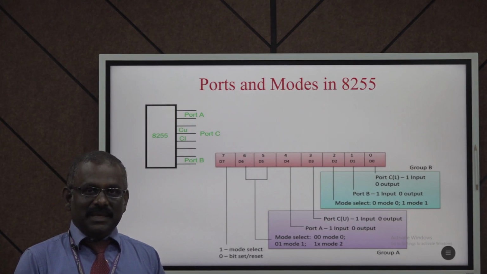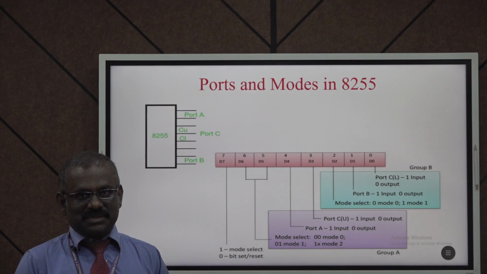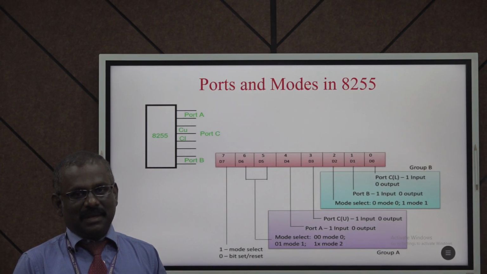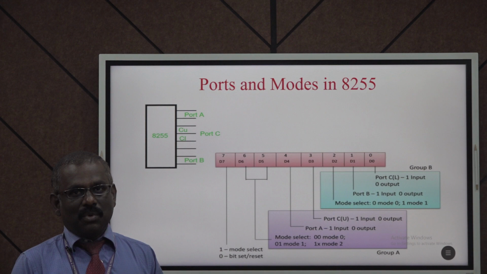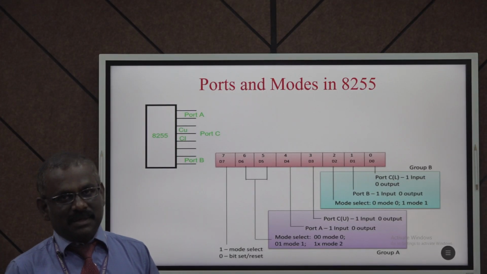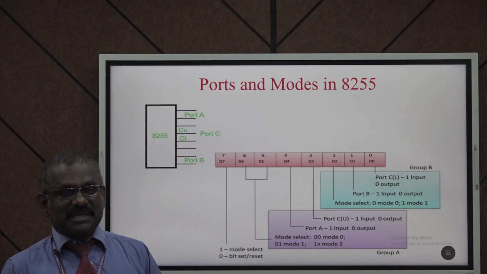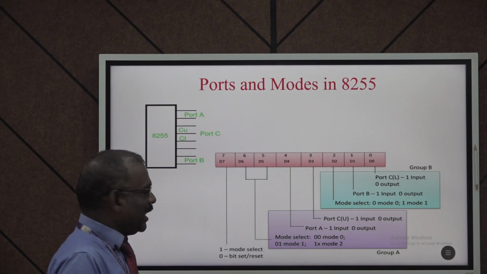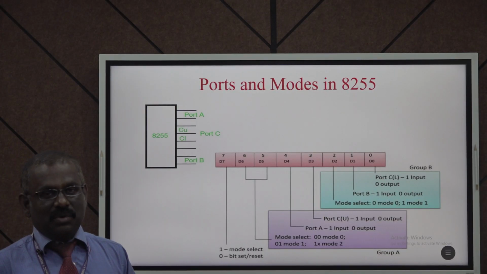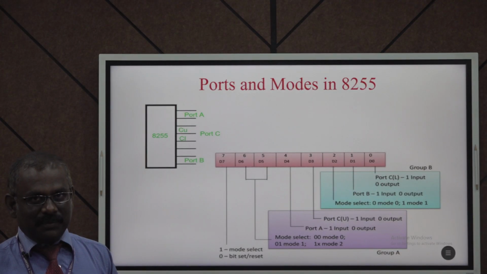To select each and every register, we are using 2 address lines, A0 and A1. If both the address lines are 00, then port A will be selected. If it is 01, port B will be selected. If it is 10, port C will be selected, and if it is 11, the control register will be selected. The control register is an 8-bit register. Through this control register only, we can define the different modes of operation of the 8255.